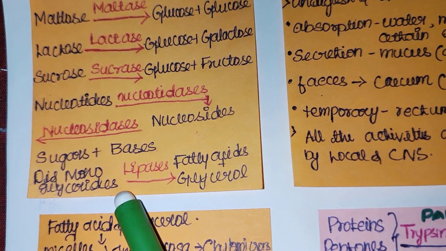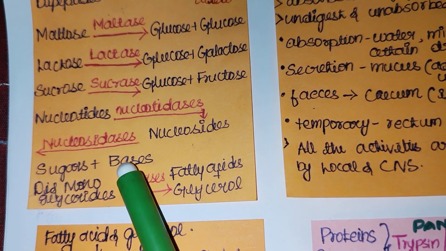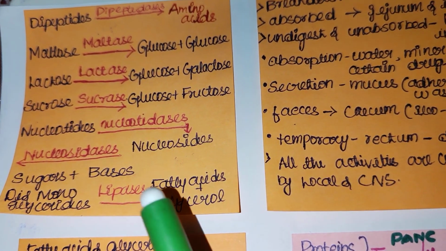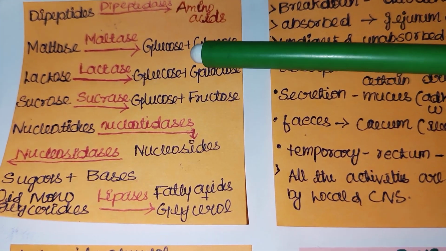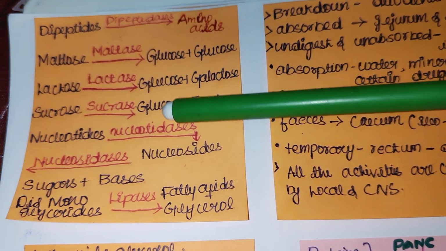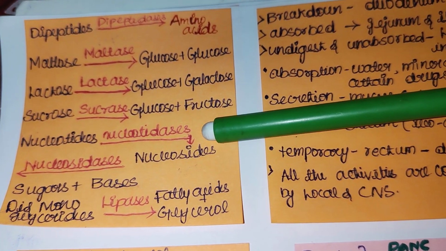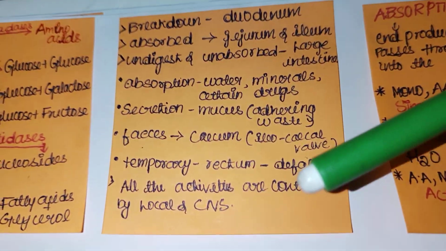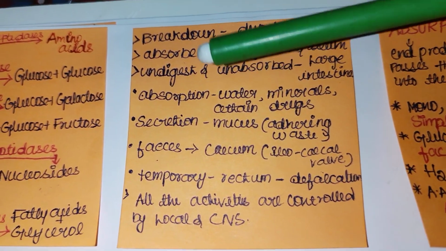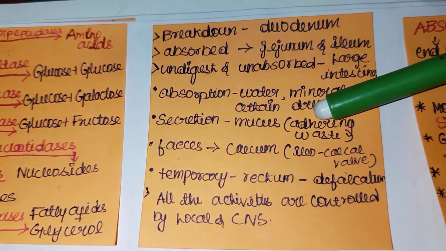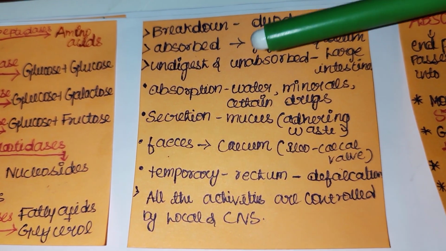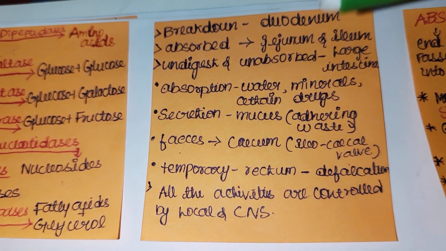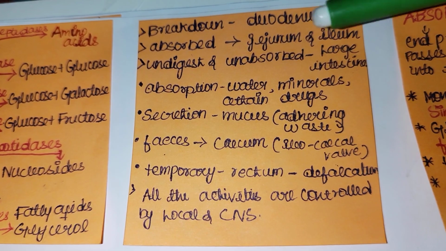And coming to di- and monoglycerides, they will be acted upon by lipases and split into fatty acids and glycerol. All these are the end products which are going to get absorbed by the blood and lymph. Okay, coming to the next one. The breakdown of all these molecules happens in the duodenum of the small intestine. Now the molecules will be absorbed by the jejunum and ileum of the same small intestine.